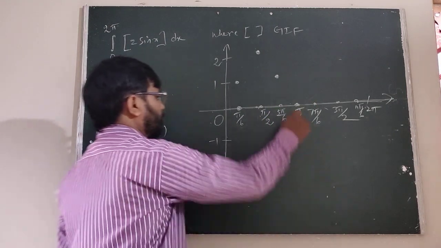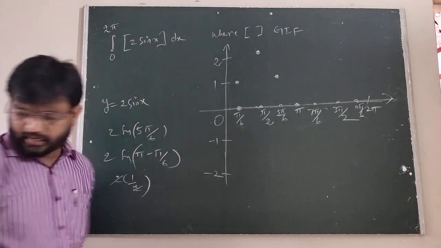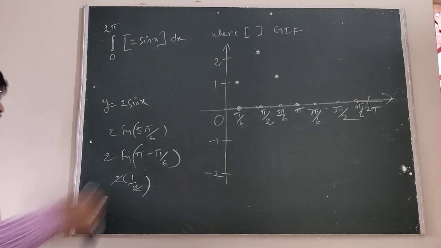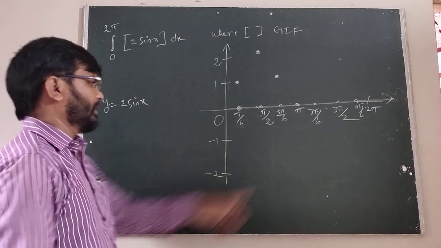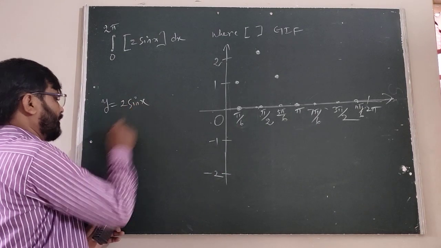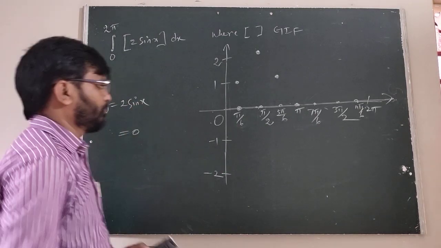Now we have to know that when we are taking the sine of pi, all of you listen here. When we are taking pi, the sine of pi is 0. Therefore, this is 0.